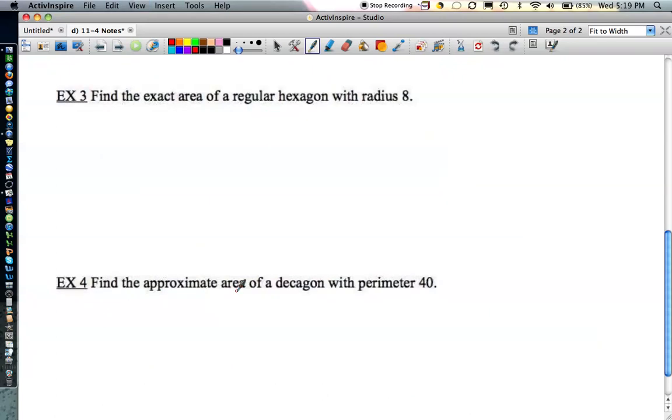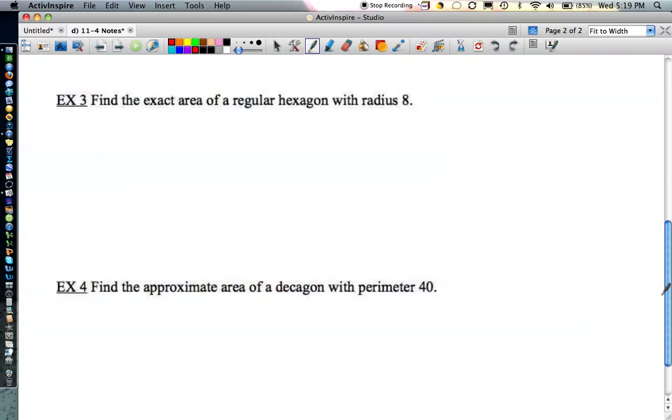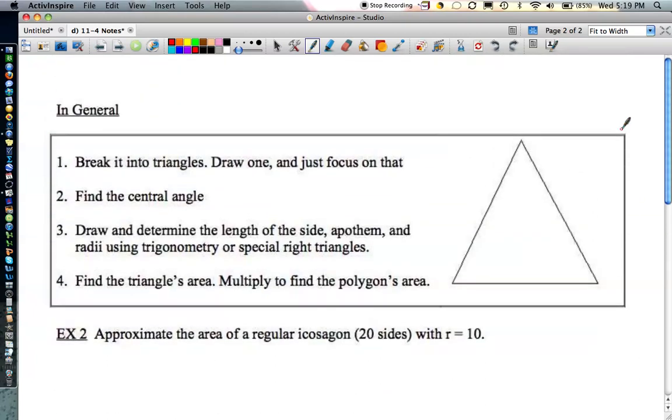Turning the page. Again, my notes are slightly different than yours, but basically it has the same thing.